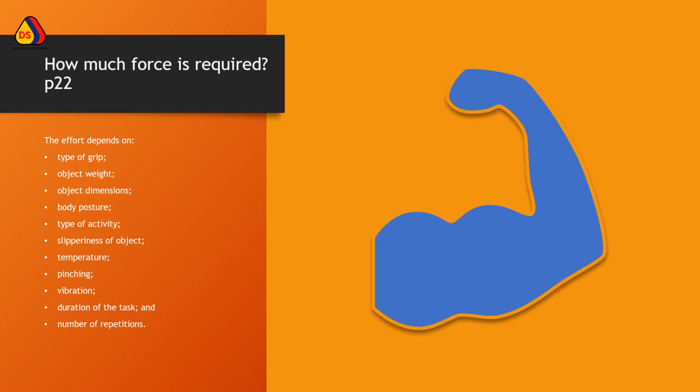Different activities demand varying degrees of force. For example, lifting a box from the ground requires more force than pushing it on a flat surface. The dynamic nature of the activity matters too. Lifting a moving object requires more effort than a stationary one. The friction between your hand and the object can either help or hinder your grip. A slippery object might require more force to hold, while a rough or textured surface can reduce the required effort.